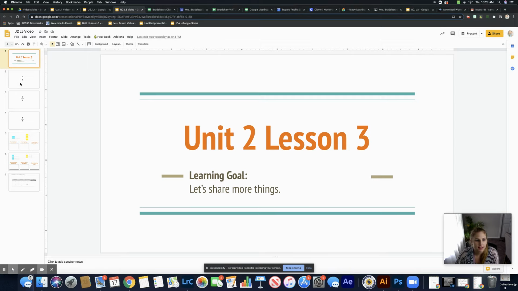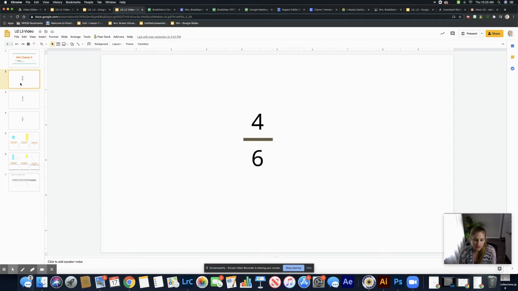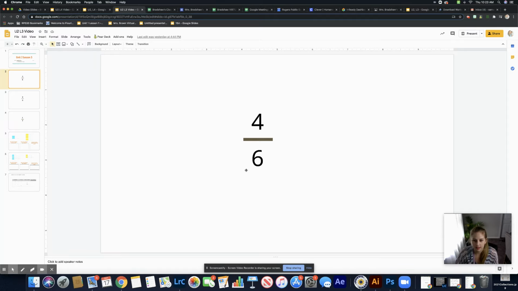So the first thing I have here is a fraction, and I want to know, how do I read this fraction? We can either read it as 4/6, or as you learned previously, the fraction bar can be read as divided by. So 4 divided by 6. Another way that I can write 4/6 is 4 divided by 6.